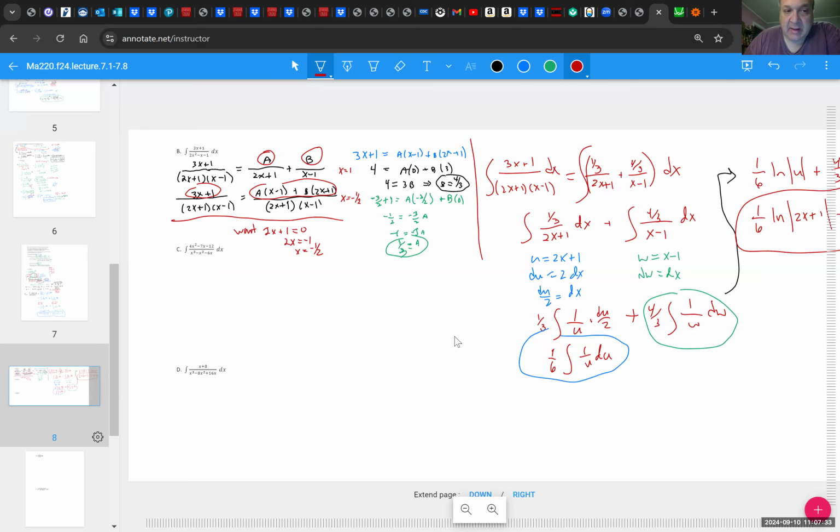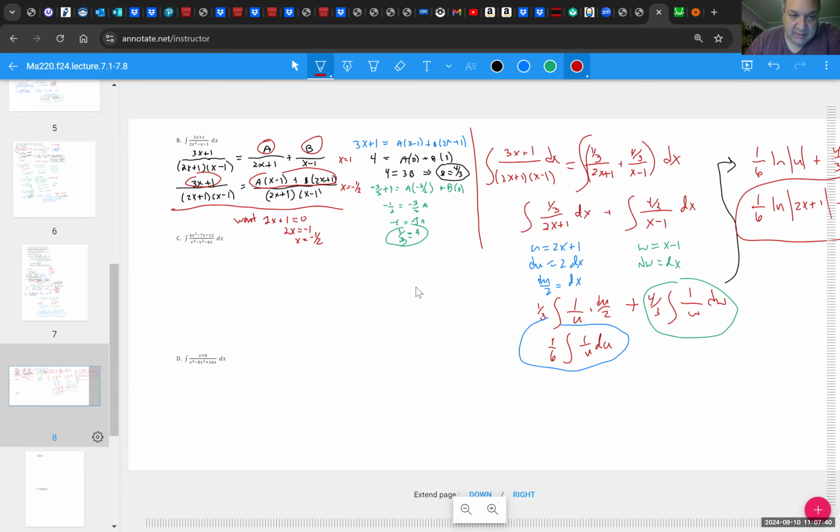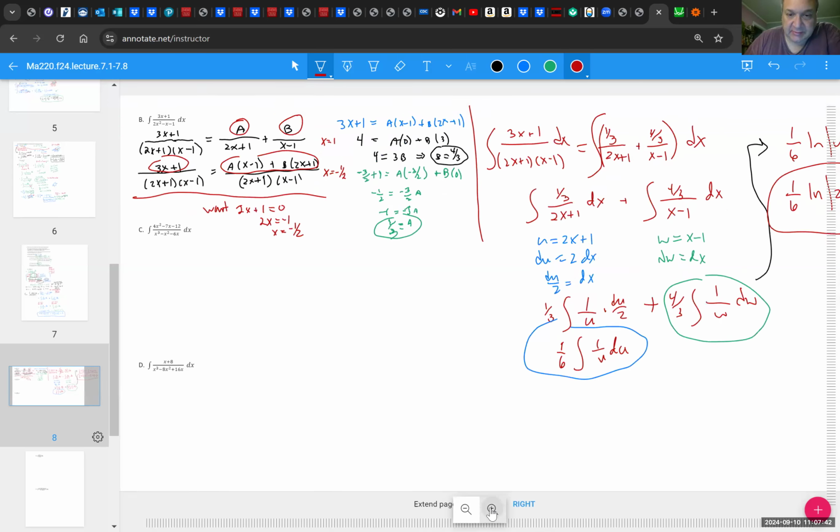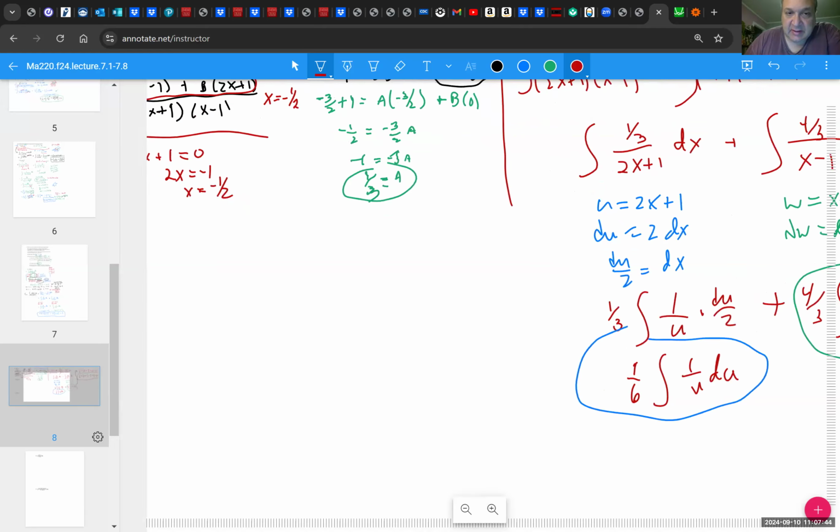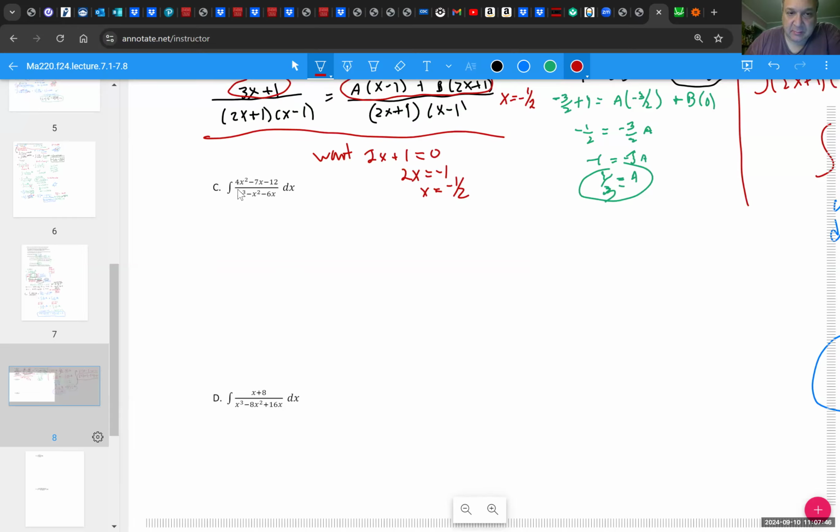I'm going to do a little bit more complicated one. Even though I don't have any space to do it, I'll figure that out. C, I'm going to zoom in a little bit and try to figure out spacing issues. C has a bigger thing on the top and a bigger thing on the bottom. In fact, it's an x cubed type of deal on the bottom. So we're going to have to be able to factor that. All right, so here's how we do it.